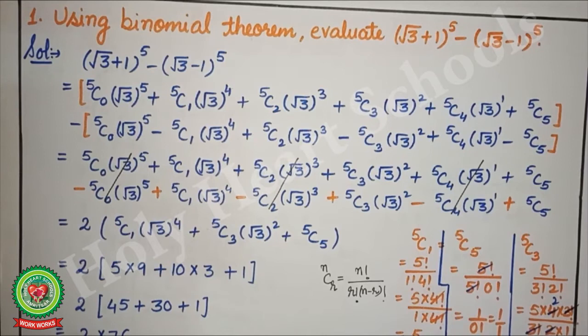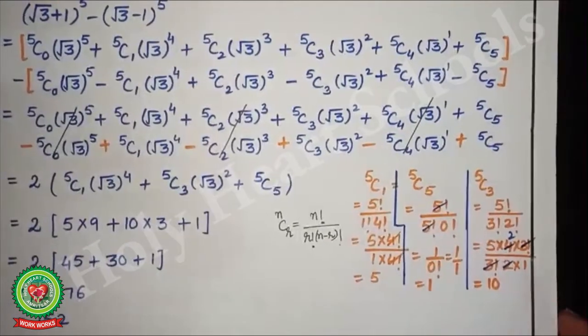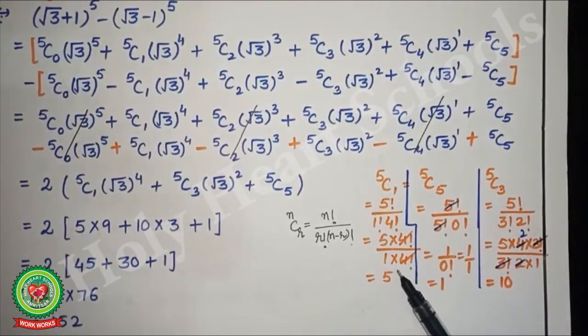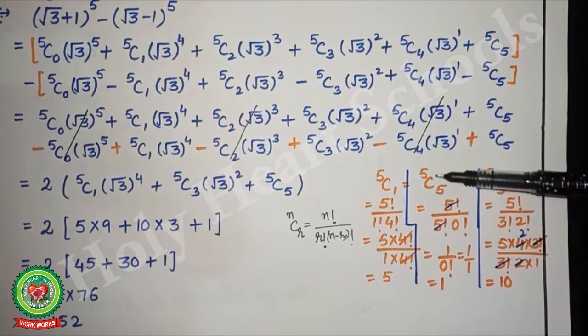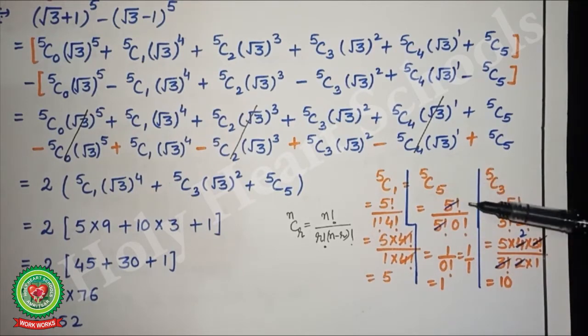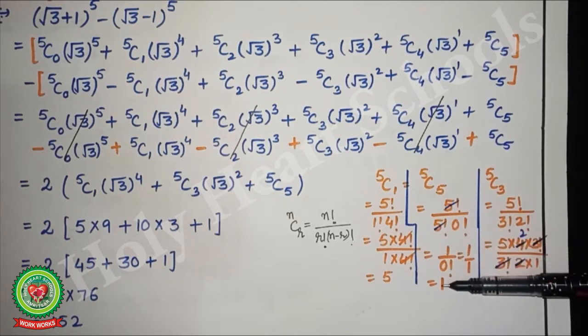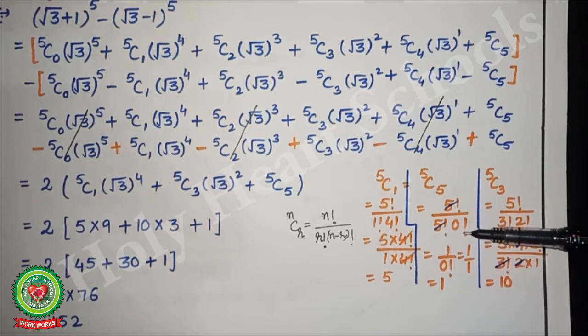So, on simplifying, we will get 5 into 4 factorial upon 1 into 4 factorial. Here 4 factorial cancels with 4 factorial, so we are left with 5. Similarly, 5C5 is there. So here n is 5, r is again 5. On applying the formula, we will get 1 because 0 factorial is always equal to 1.